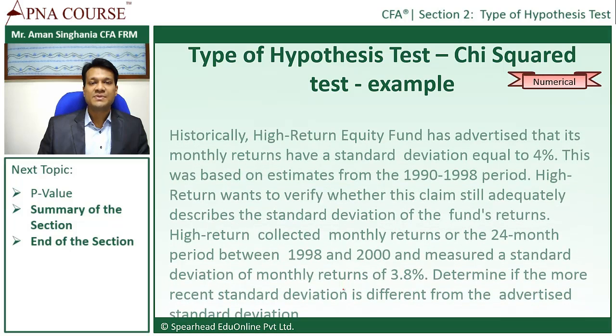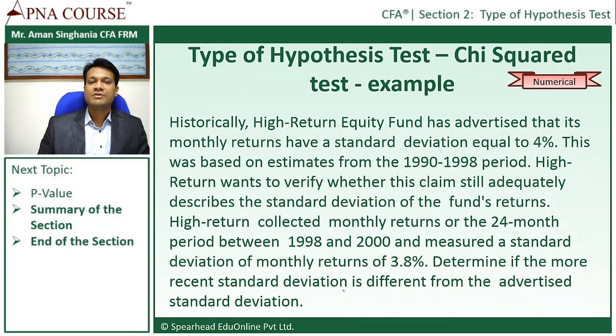Now let's look at an example to understand this better. Historically, High Return Equity Fund has advertised that its monthly returns have a standard deviation equal to 4%. So this becomes the population standard deviation. This was based on estimates from 1990 to 1998, so it's a reasonably long period of time. High Return wants to verify whether this claim still adequately describes the standard deviation of the fund's returns. High Return collected monthly returns over a 24-month period between 1998 and 2000 and measured a standard deviation of monthly returns of 3.8%. So this is the sample standard deviation of 3.8%. Determine if the more recent standard deviation is different from the advertised standard deviation.